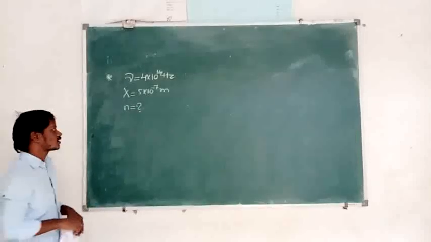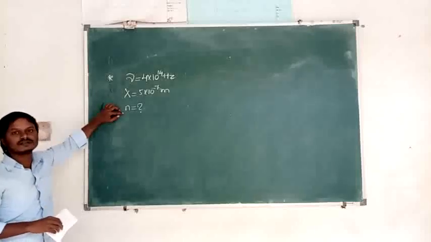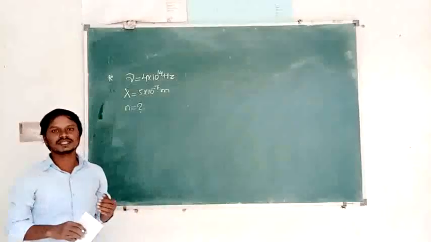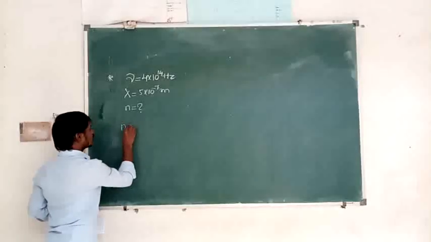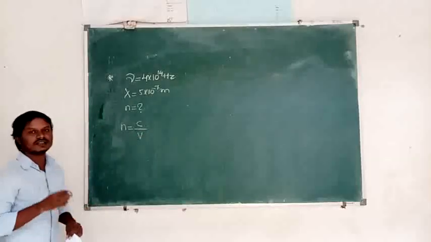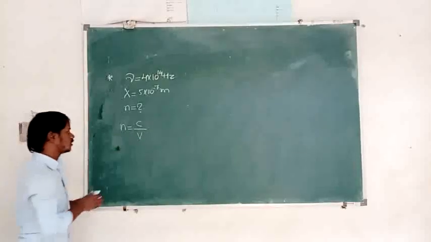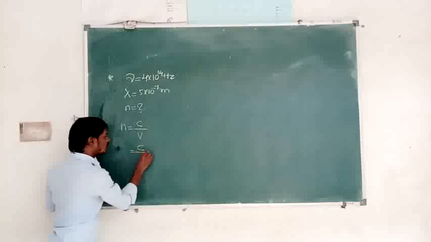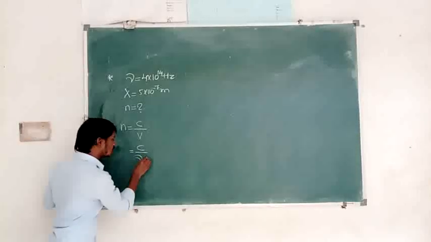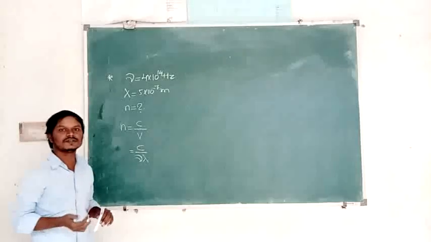How to find the refractive index now? What is given here? The frequency is given, the wavelength is given. What we have to find is the refractive index. We find it by using the absolute refractive index formula, the ratio of the speed of light in vacuum to the speed of light in the given medium. And we also know the expression for the speed of light in terms of wavelength and frequency, that is C by V, where V is nu into lambda. Already we know the relation between speed, frequency and wavelength.